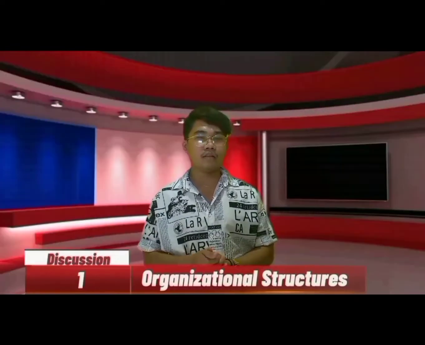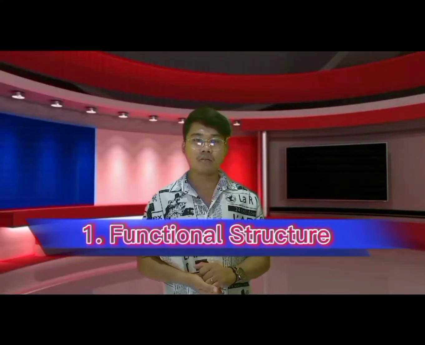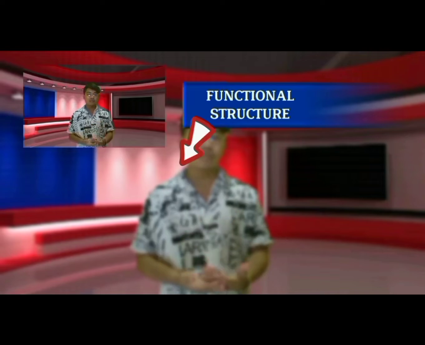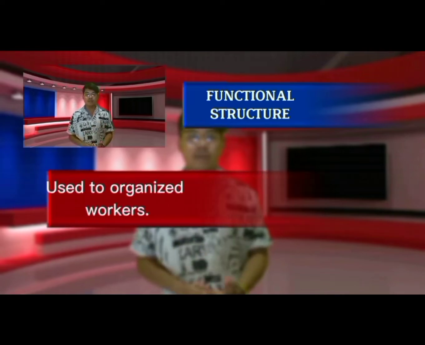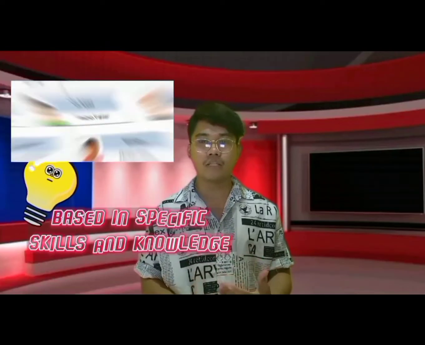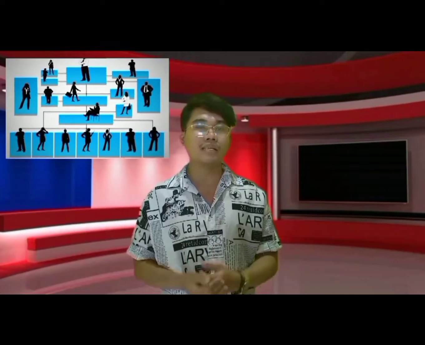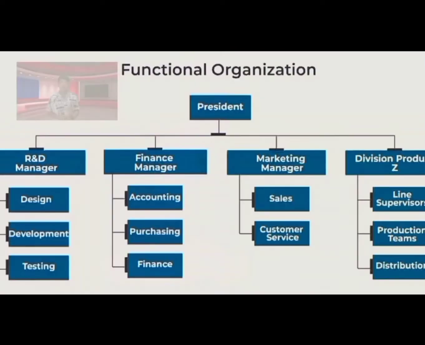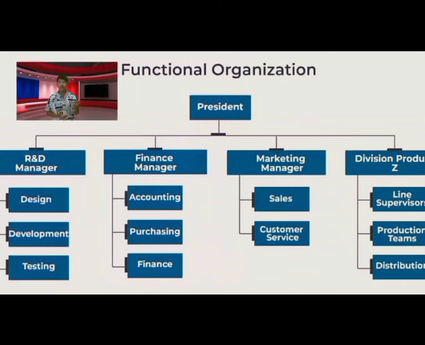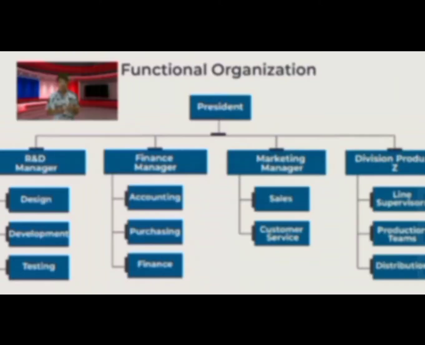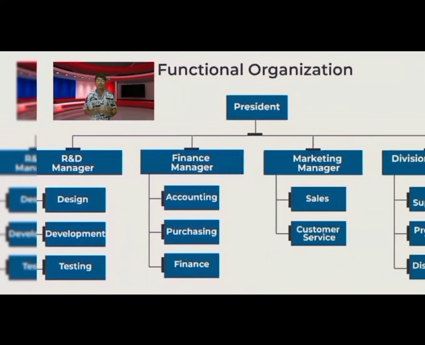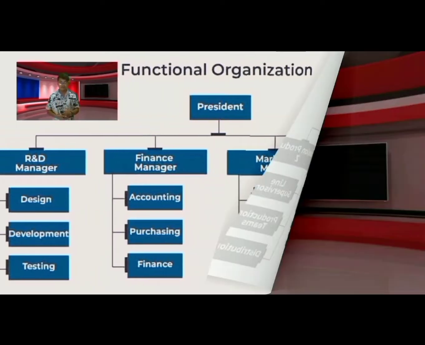We are now about the organizational groups. Number 1, functional structure. What is it? A structure used to organize workers. They are grouped based on their specific skills and knowledge. It vertically structures each department with roles from the president to finance and sales departments, to customer service, to employees assigned to one product or service.